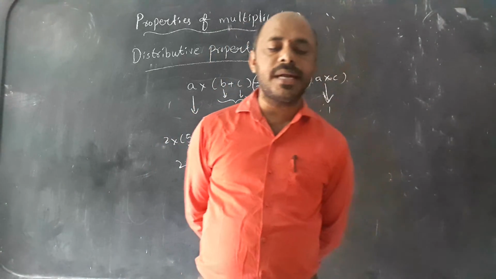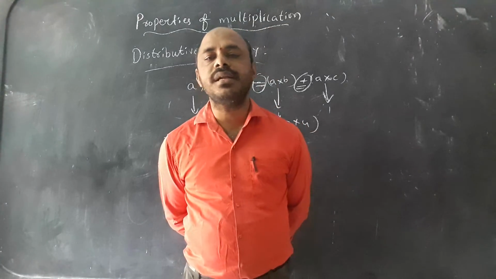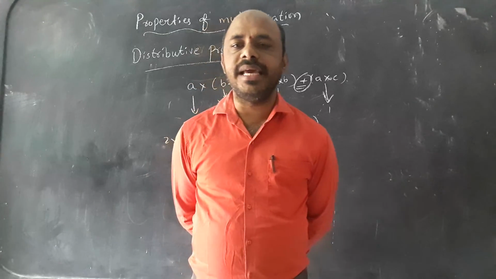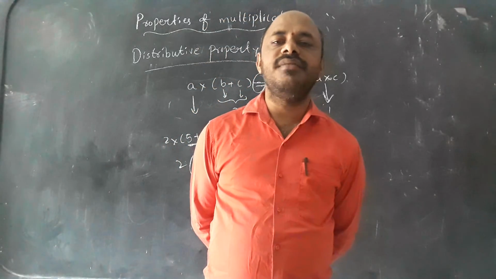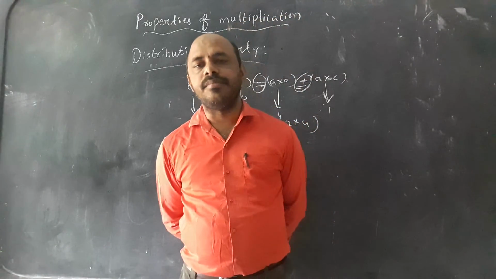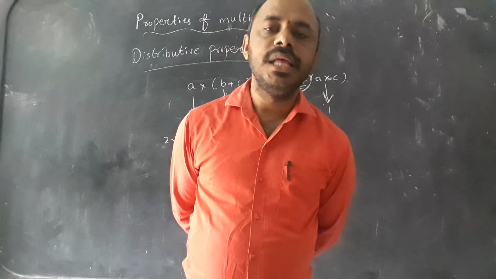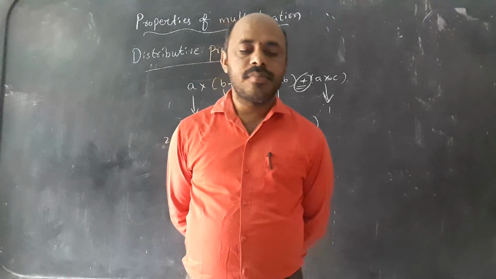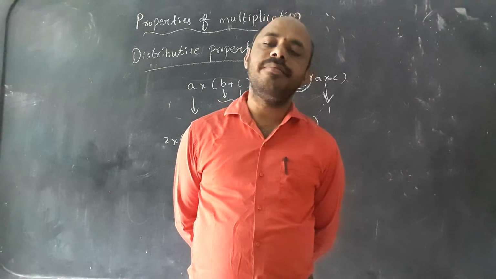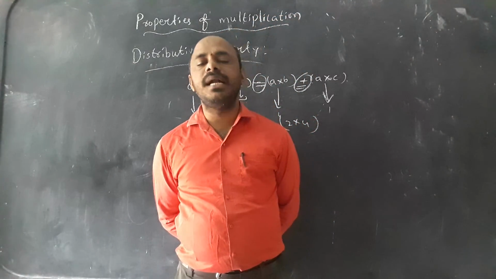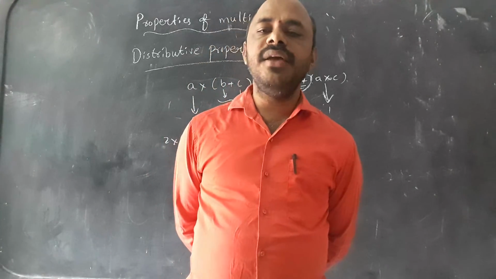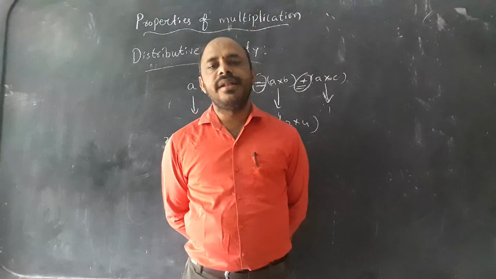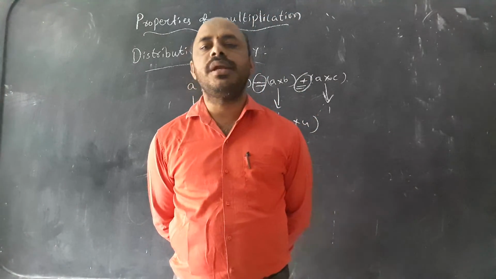Second property, the grouping property. The grouping property means that the product of three numbers, with any grouping, the final product is the same. In this grouping property, we are taking three numbers. Next one, the multiplicative property of 1: if we multiply any number with 1, we get the number itself as the product. This is the multiplicative property of 1.